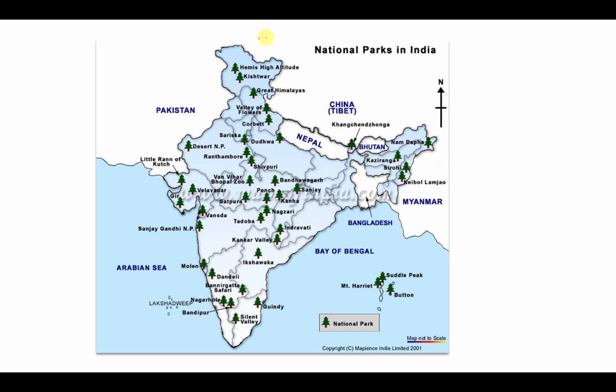You can easily remember that Hemis is in Jammu and Kashmir, Great Himalayan and Valley of Flowers, Corbett is in Uttarakhand, Dudhwa is in UP, Sariska and Ranthambore, Desert are in Rajasthan, Rann of Kutch and Gir, all of these in Gujarat. So from the map you can easily understand and remember, and you can improve your memory skills. That's why I gave you this map.